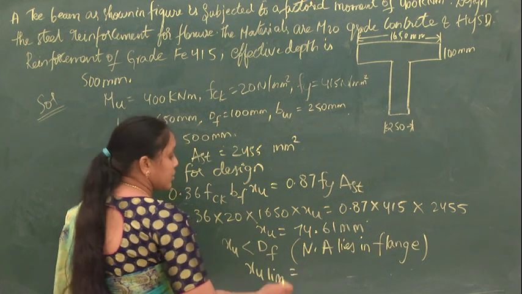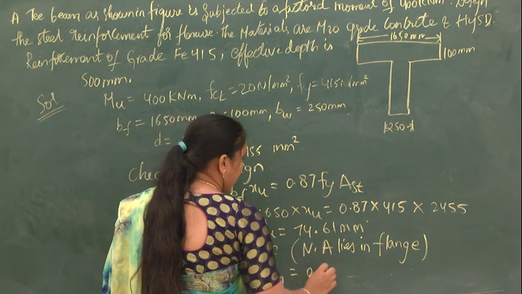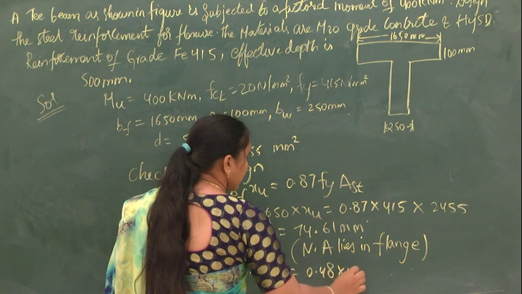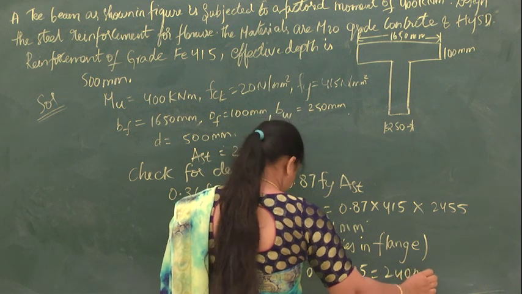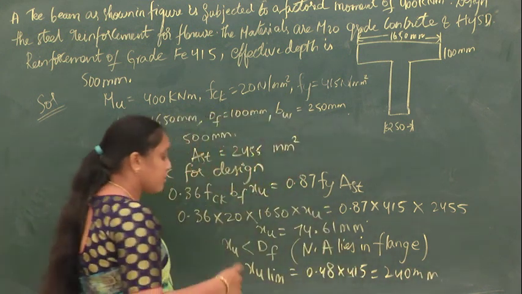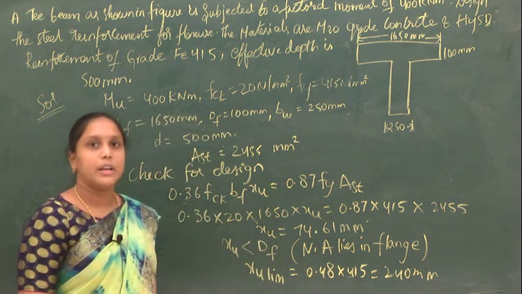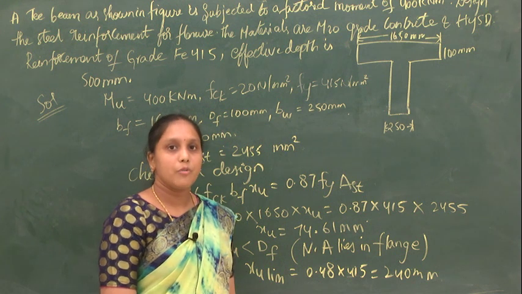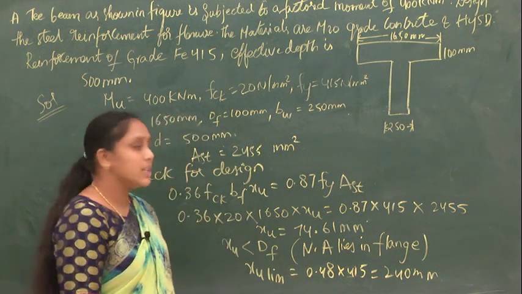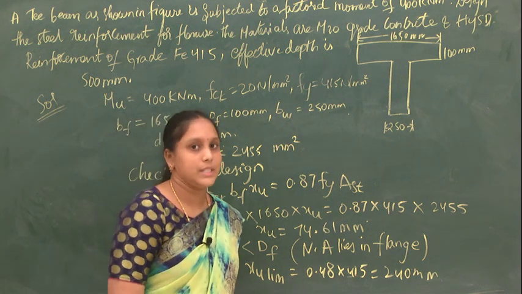So, let us calculate the XU limit. How will we calculate XU limit? The grade of the steel is Fe415. So, 0.48 into 500, which will give you 240 mm. So, from this what you can observe that XU is less than XU limit. If XU is less than XU limit, then it is an under reinforced section. So, for this under reinforced section, let us calculate the moment of resistance.